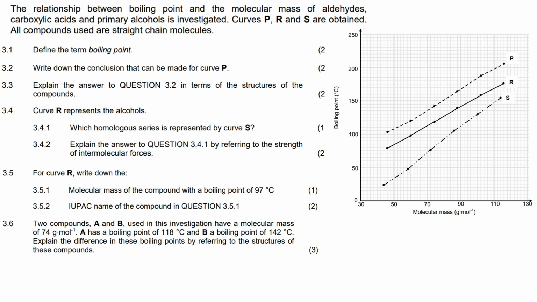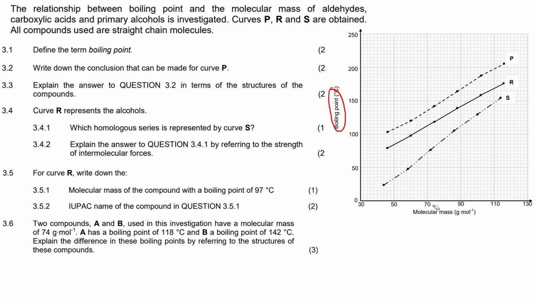P, R, and S are obtained. All compounds used are straight chain molecules. Okay, so before we start, let's just try to understand what they're doing here. On the x-axis, we've got the molecular mass, and on the y-axis, we've got boiling point.